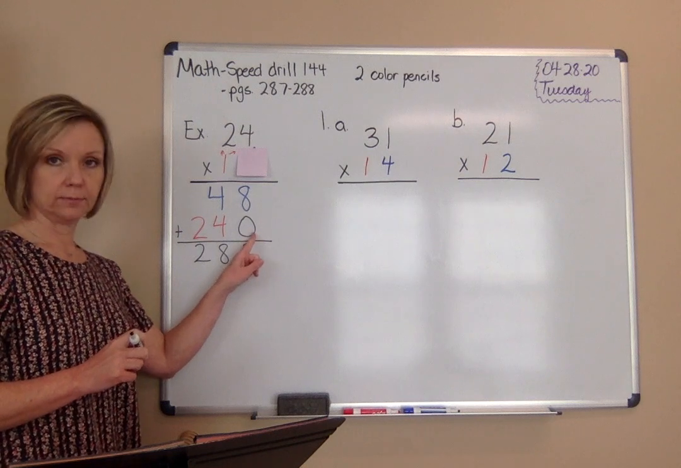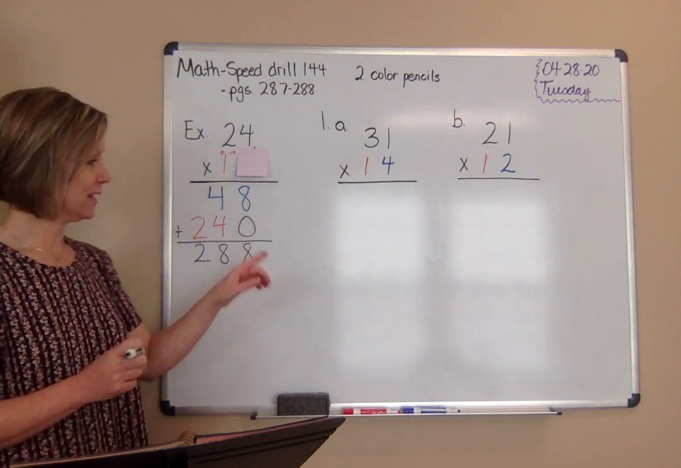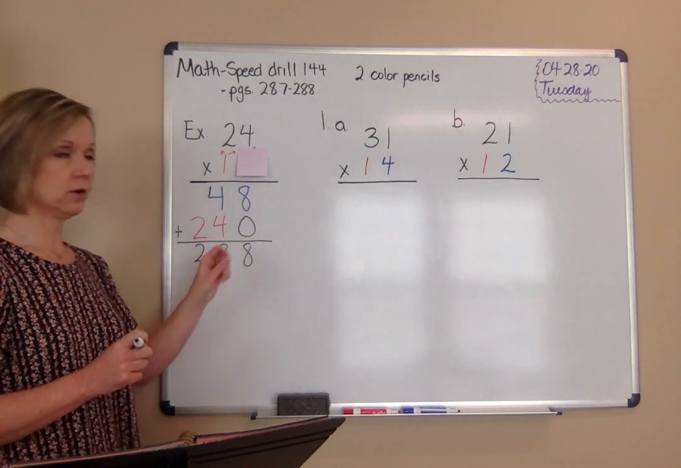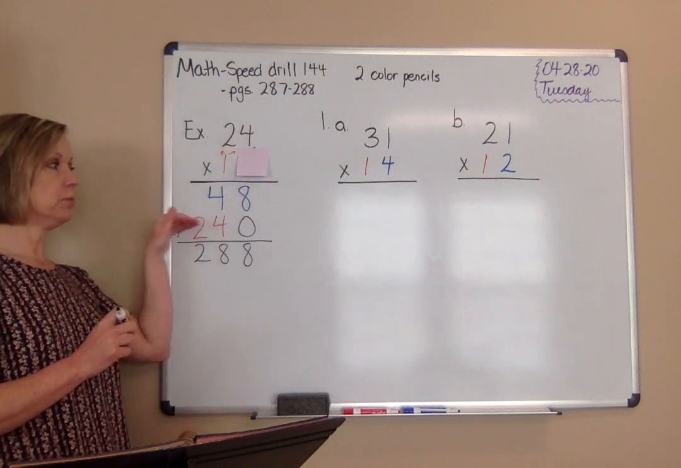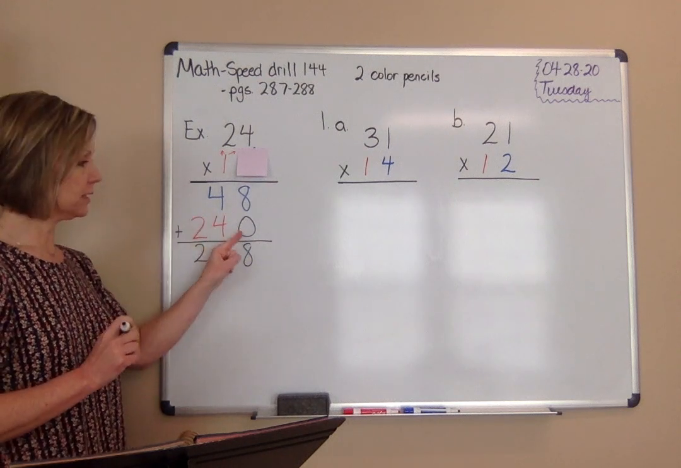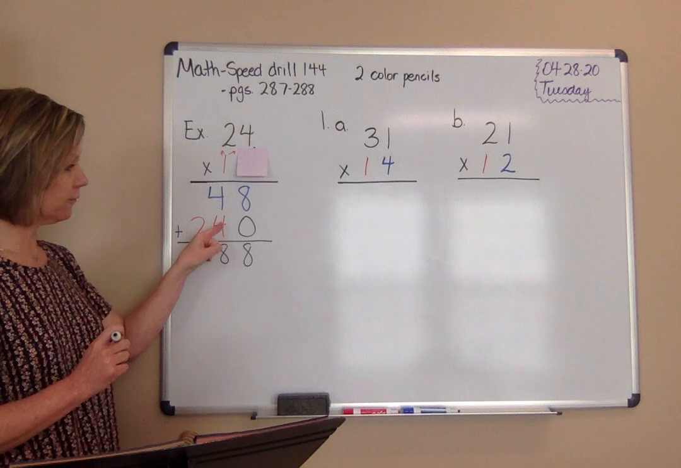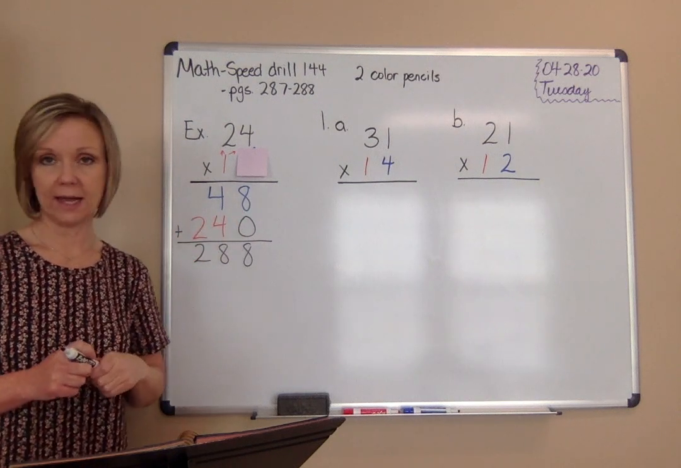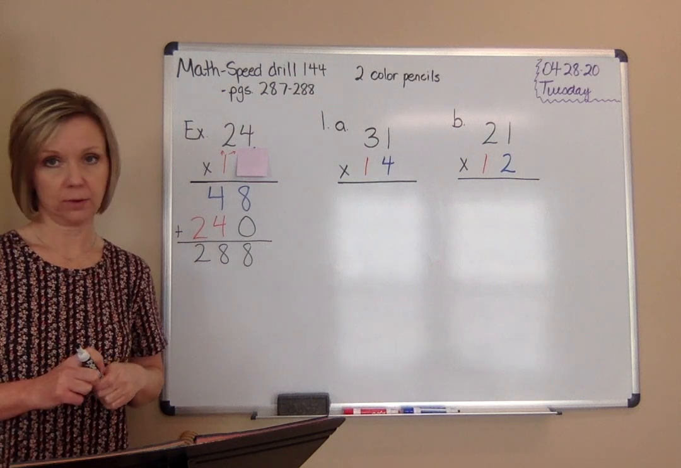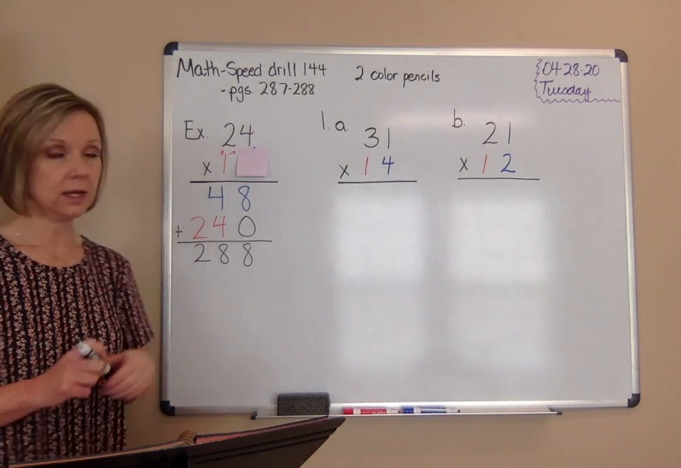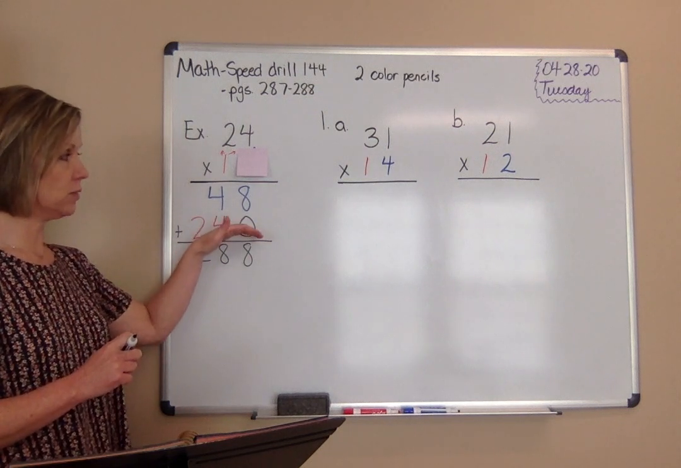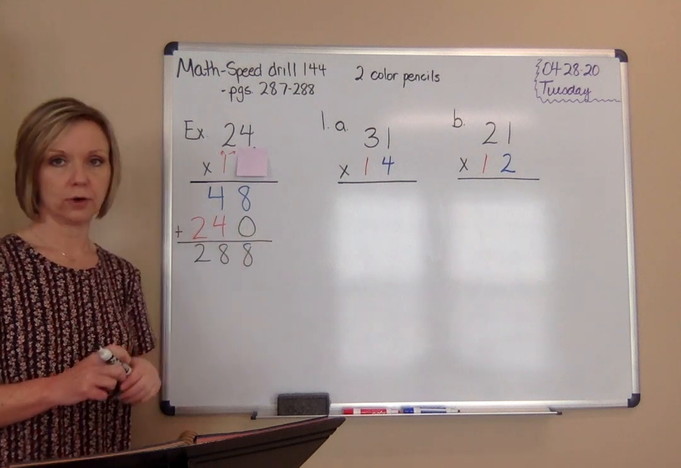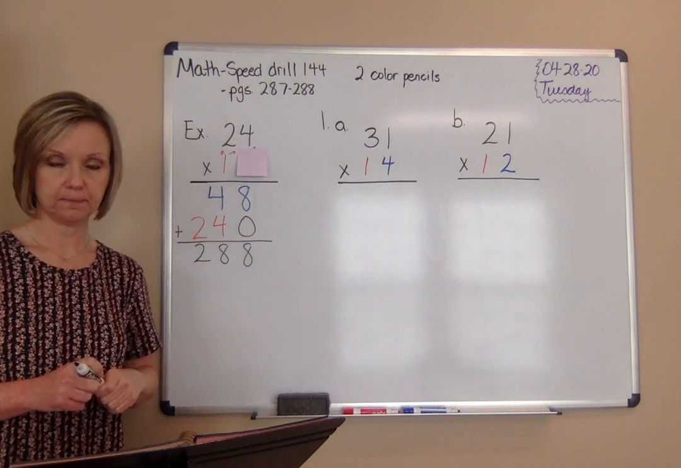This is the key, other than your multiplication tables: putting in the 0 here so that you're moving a place over. If you did not put the 0 here, you'd have 4 here and 2 here, and when you added, that would not be the correct number. So you have to remember the 0 to push you over to the tens place.